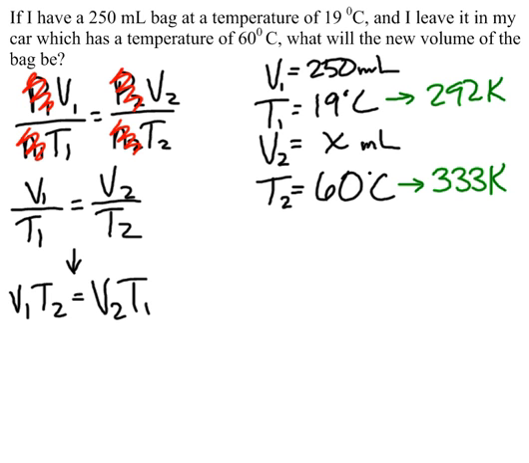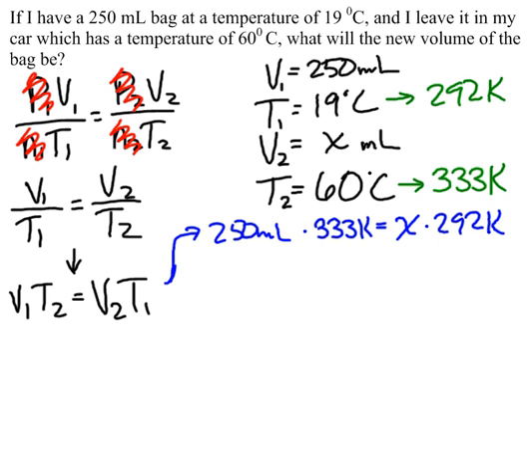V1 is 250 milliliters. Remember, always have your units in there. I'm going to times that by T2, which is 333 Kelvin. I'll make that equal to V2, which is my variable X, times my T1, which is 292 Kelvin. I will then get X by itself and divide both sides by 292 Kelvin.